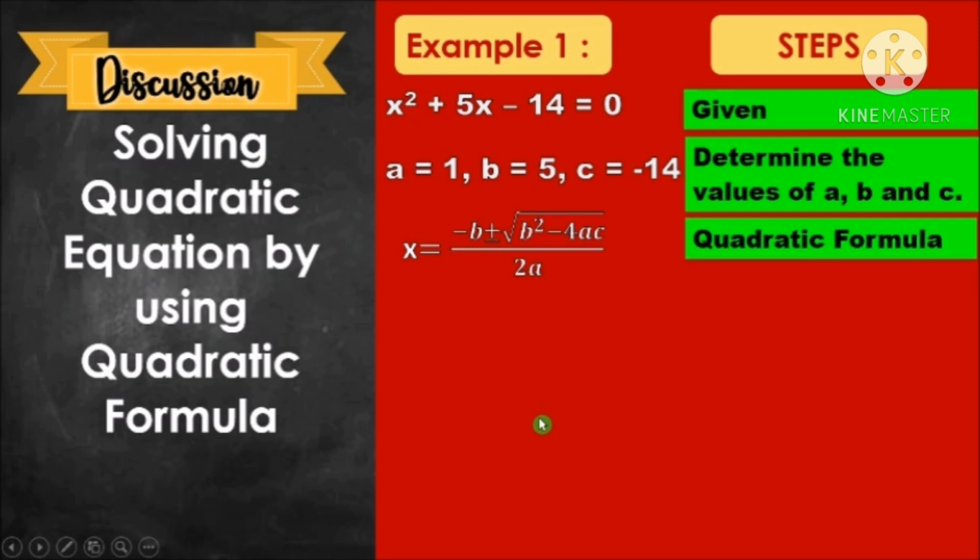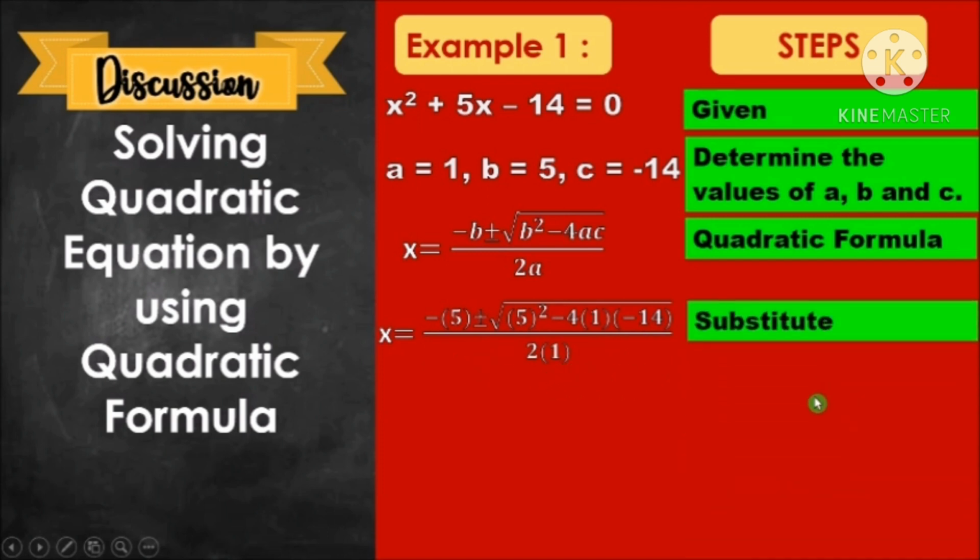So by substituting the values of a, b, and c to the formula, we can now have x is equal to negative times 5 plus minus 5 squared minus 4 times 1 times negative 14 all over 2 times 1. So I suggest sa pag-substitute ay lagi nating sasamahan ng parentheses para lang sa gayon ay hindi tayo mamali sa pagsagot gamit ang quadratic formula.